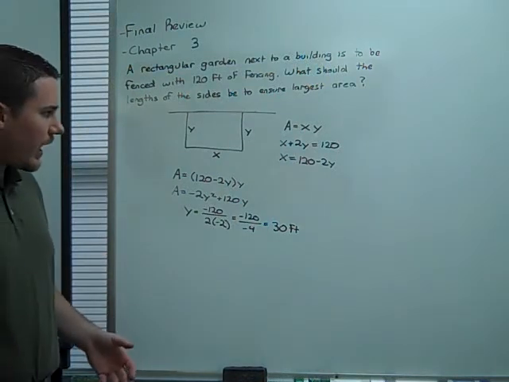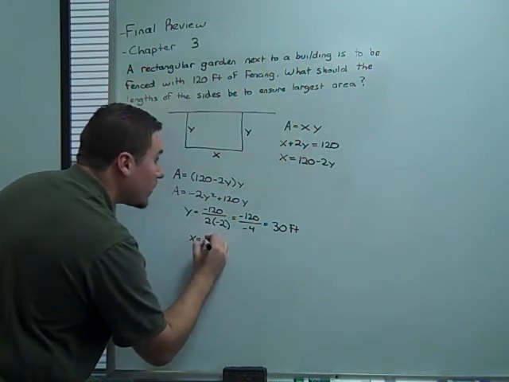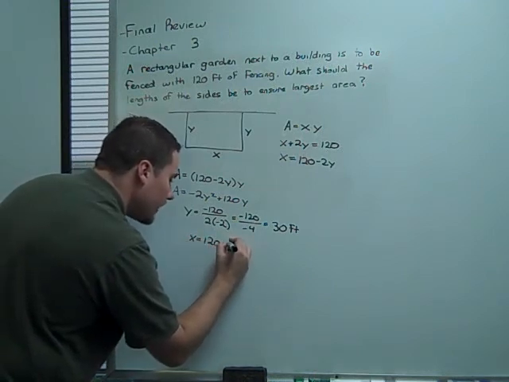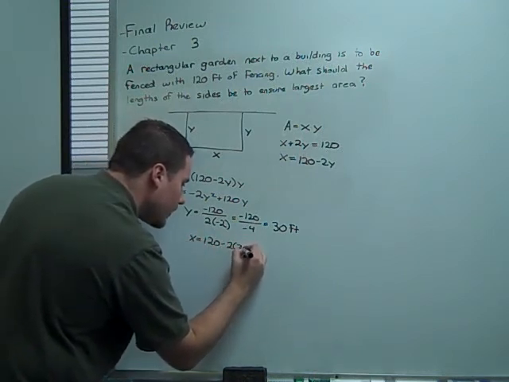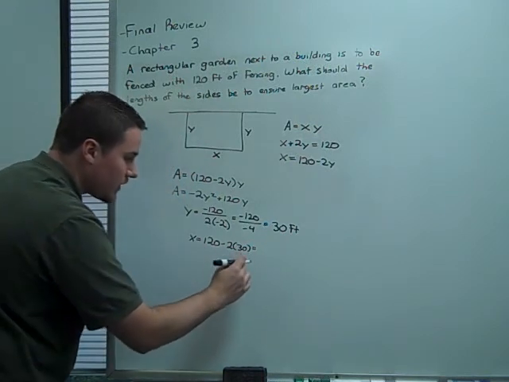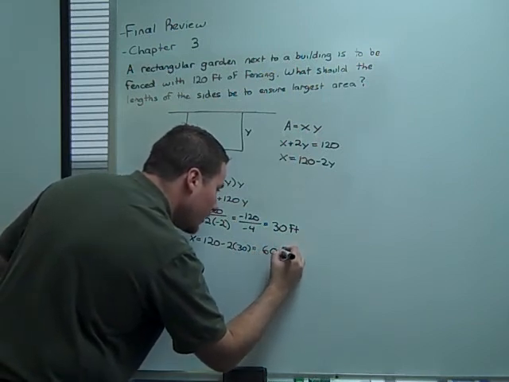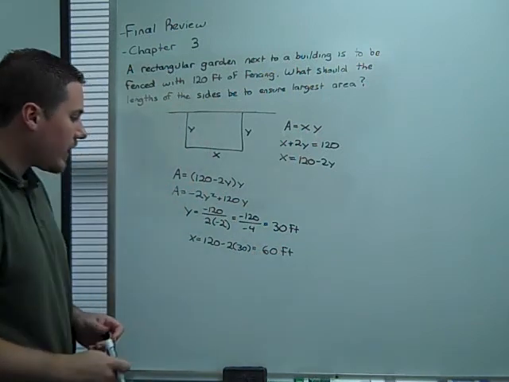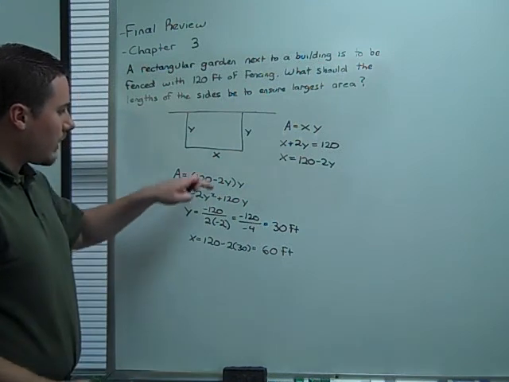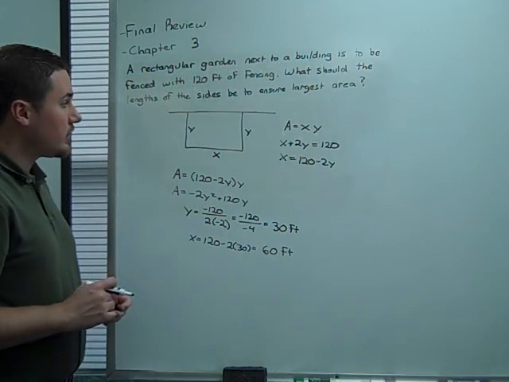Well, what does that mean for x? Well, x is going to equal 120 minus 2 times 30 feet. 2 times 30 feet is 60. 120 minus 60 is 60. So the optimal size for x is 60 feet. So we're going to have a 60 by 30 foot enclosure, and that will ensure the largest area.